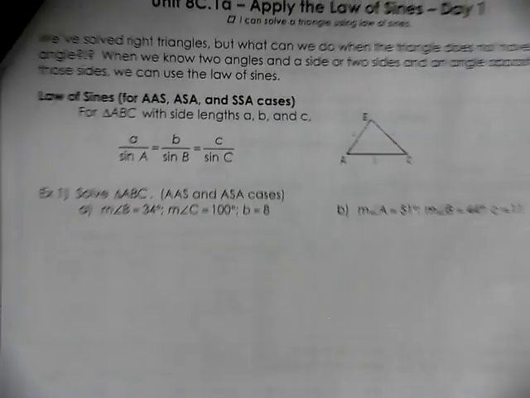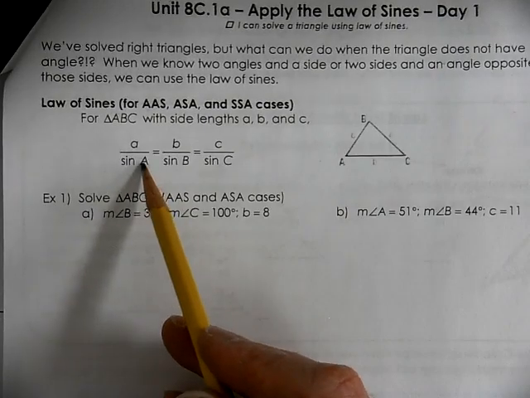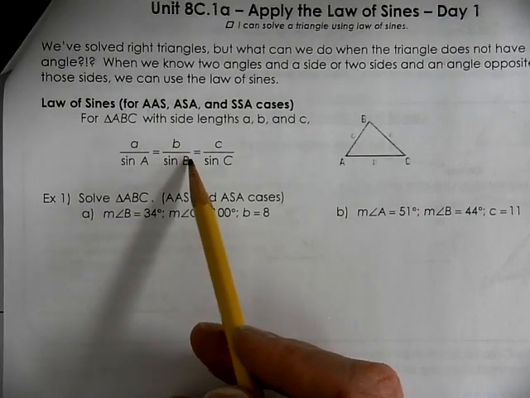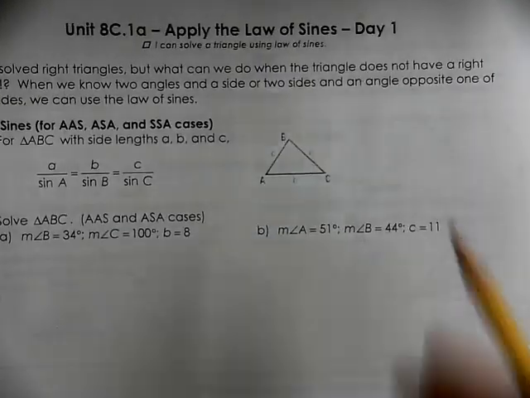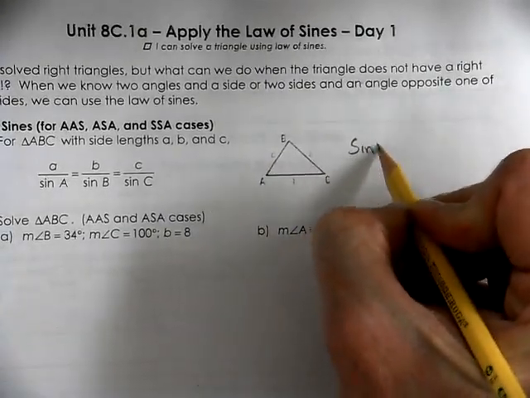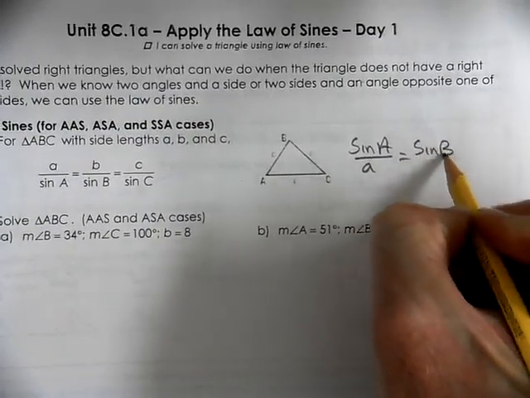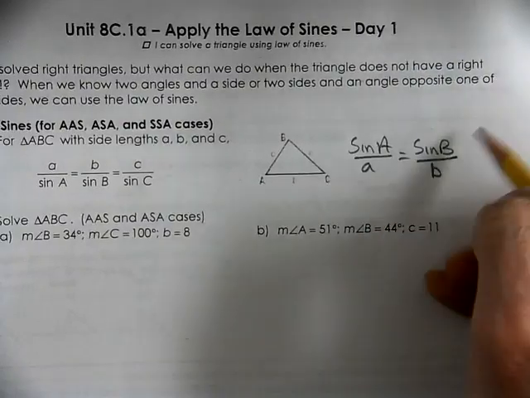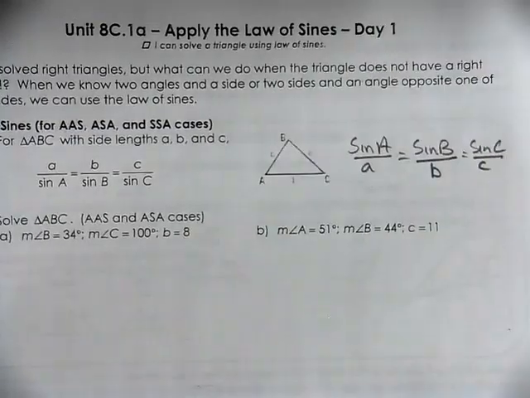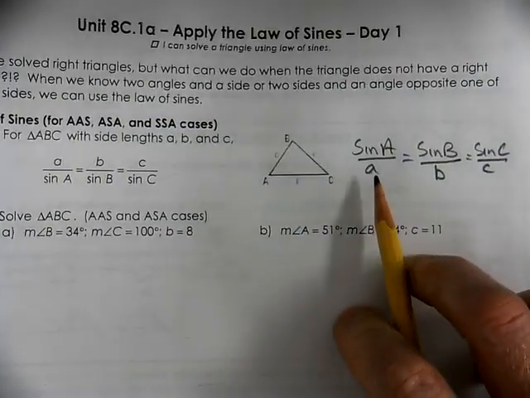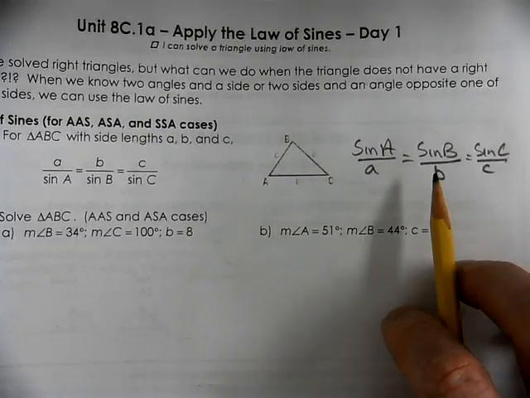Law of sines is written as three separate ratios: a over sine of A, b over sine of B, c over sine of C. And using our proportion rules, we can also write it as sine of A over a, sine of B over side b, sine of C over side c. Notice that the lowercase letters represent sides and the uppercase letters represent angles.